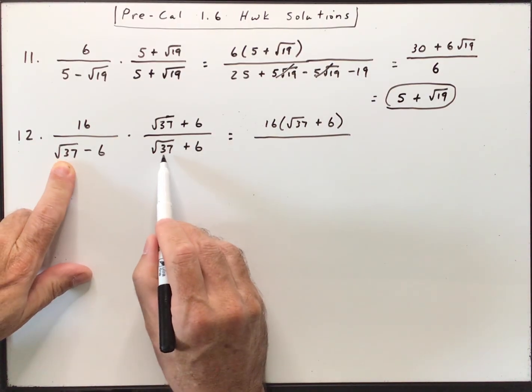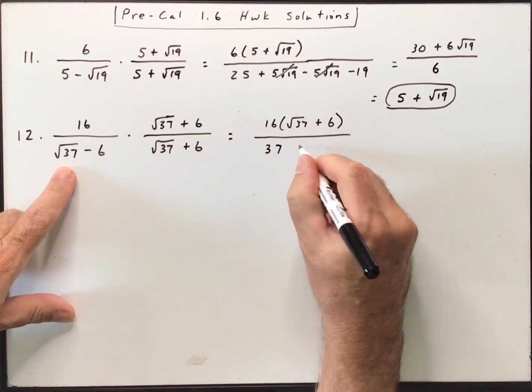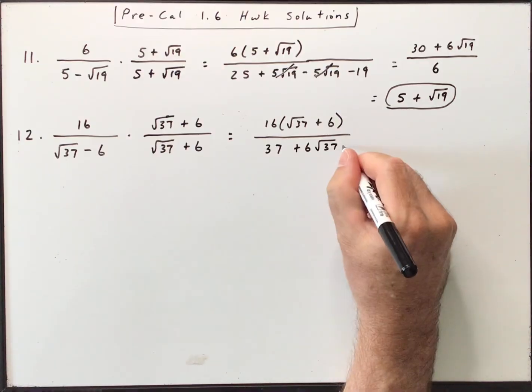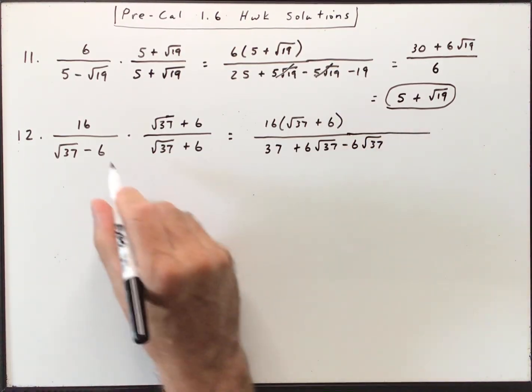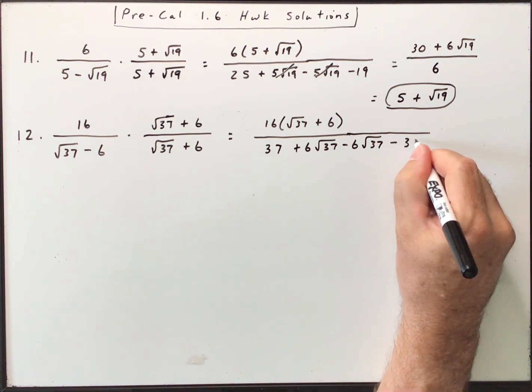So root 37 times root 37 is 37. Then the outside would be plus 6 times root 37. Inside is minus 6 times root 37. And then minus 6 times 6. So minus 36.